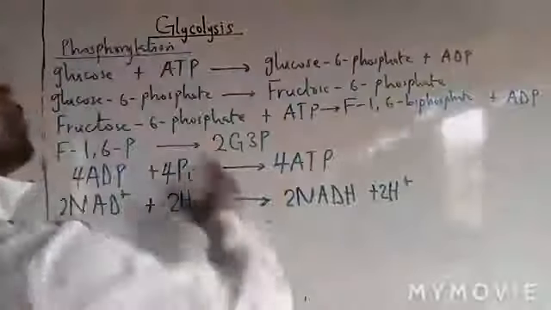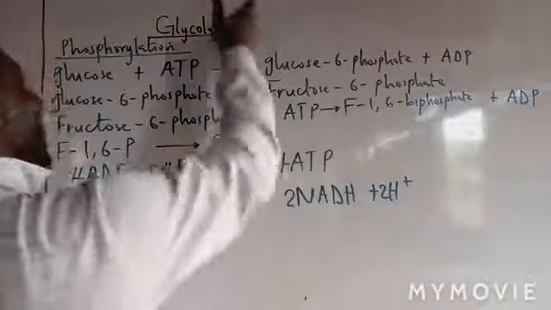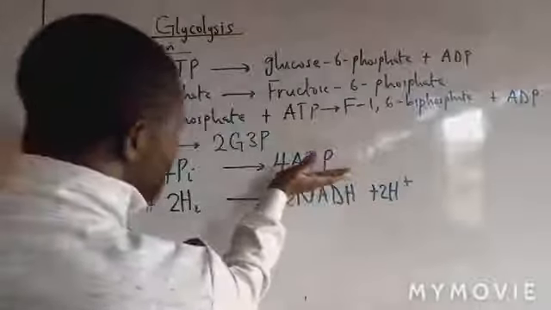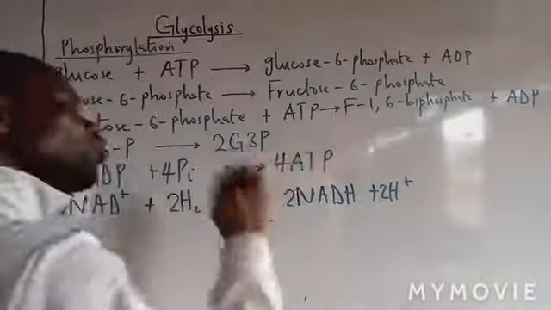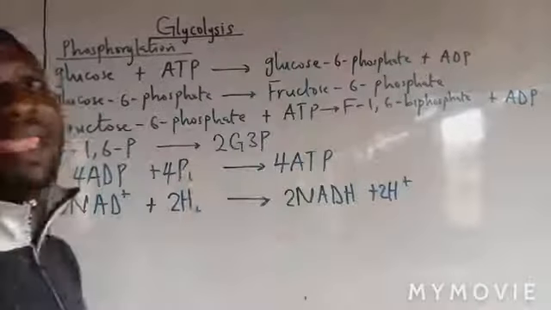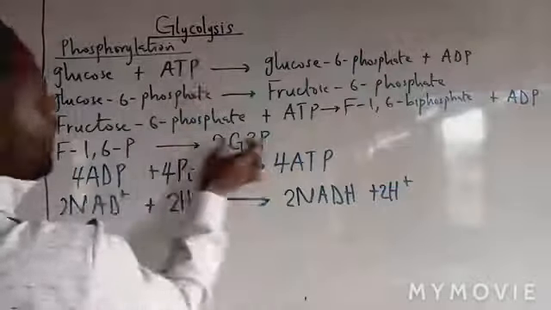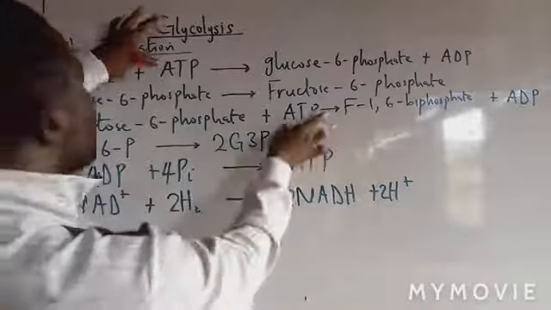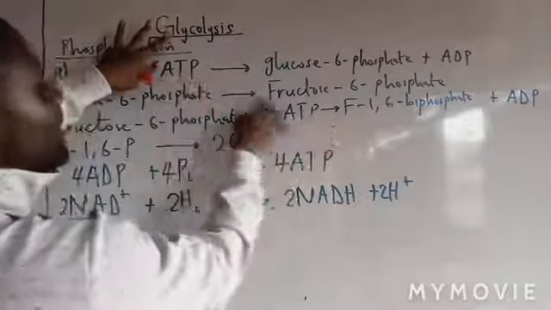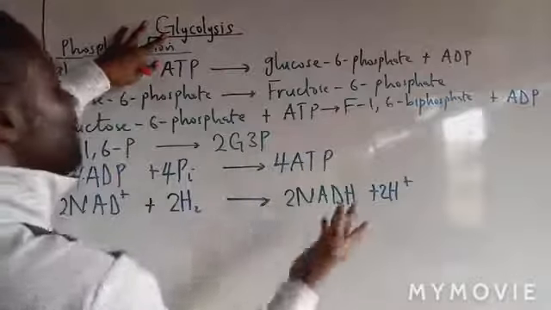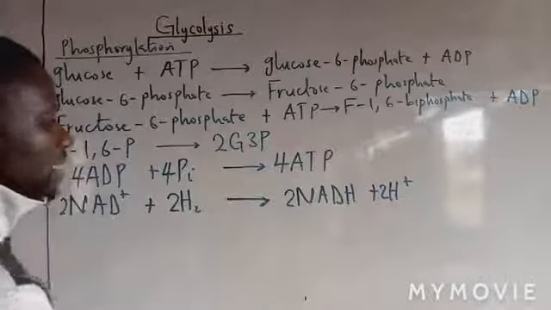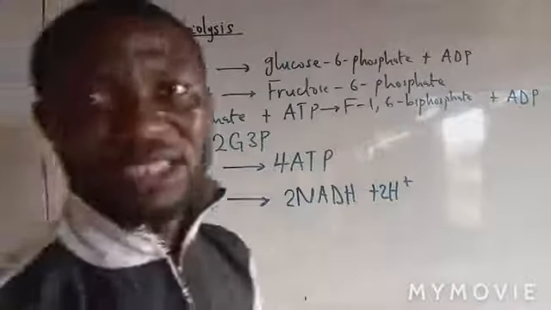So in all, glycolysis produces 4 ATP, but only 2 net ATP. Why? Because 2 ATP has already been consumed. When we subtract these 2 ATP from 4 ATP, the net ATP produced by glycolysis is 2 ATP.